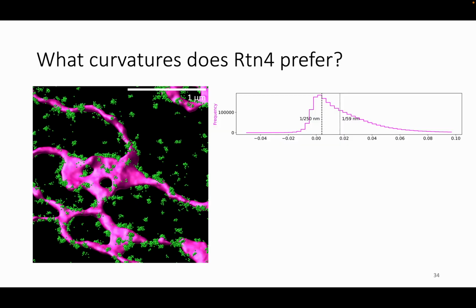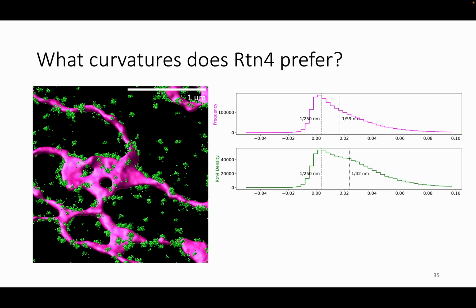We can actually quantify this, so we can again look at the maximal principal curvature direction on this ER data set, but we can also look at the density of reticulons near vertices of each of these curvatures, and we can see that the reticulon 4 density is actually a bit higher in ER tubule regions of the ER that have a slightly higher curvature, or a narrower tubule diameter.